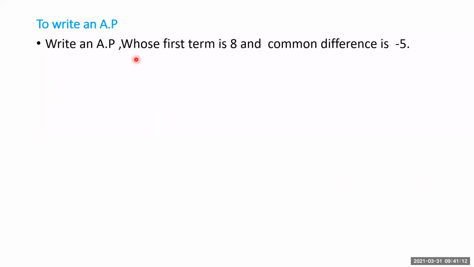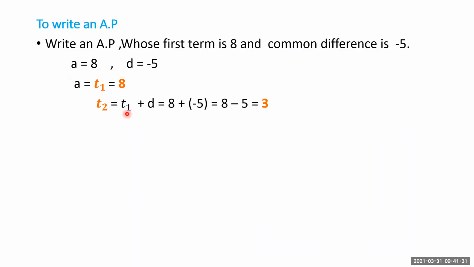Yes. Then to write an AP. So AP is not given, only the first term and the D, common difference, is given. We are going to write an AP. So first A and D you write it. And then A, that is nothing but our first term. T1 equal to 8. Then T2, this is T1 plus D. First term plus common difference. So you will get this one, 8 plus common difference is minus 5. So you will get here 3.